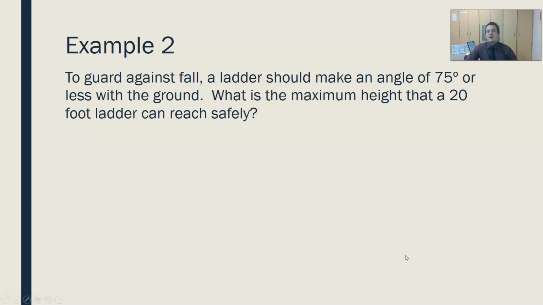Okay. Example number 2. In your guided notes, it says, to guard against falls, a ladder should make an angle of 75 degrees or less with the ground. What is the maximum height that a 20-foot ladder can reach safely? So, Mr. Burrell is out putting up his Christmas lights. Okay, here's my house. Here's the side of my house. And here's my ladder. I have this ladder leaning up against the house. I don't need all the rungs, but here's my ladder leaning up against the house.